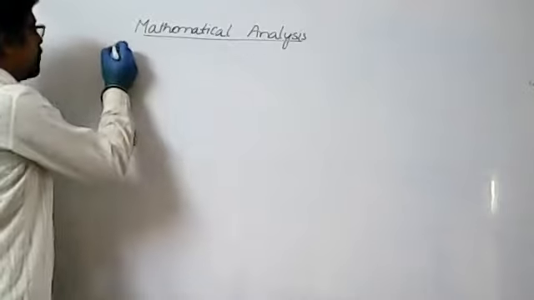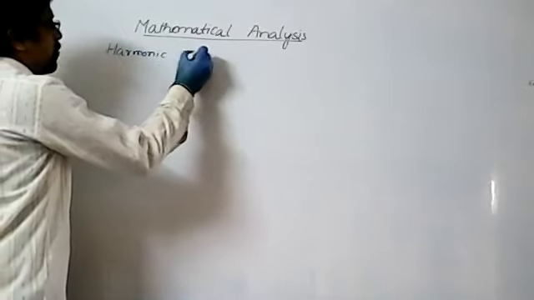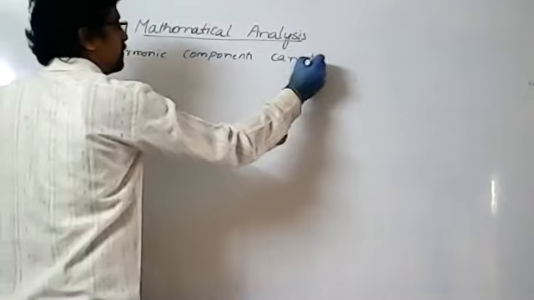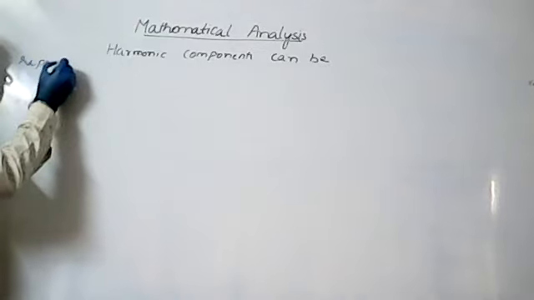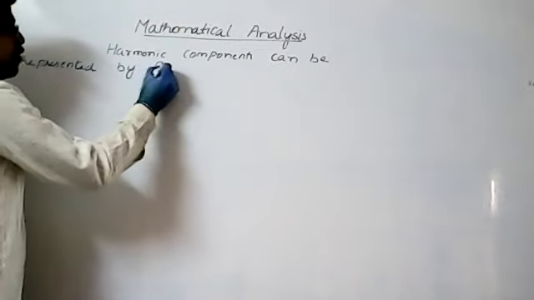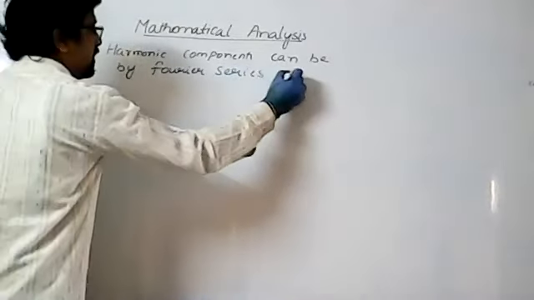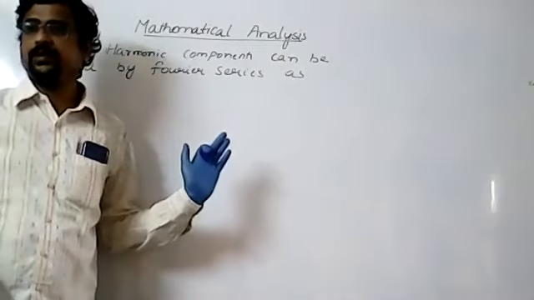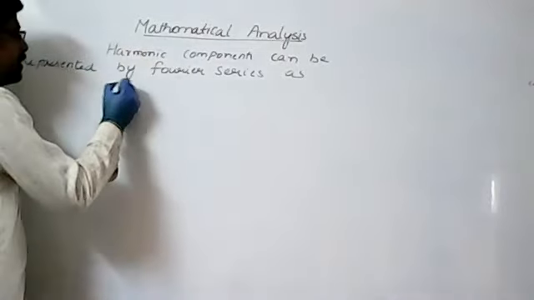So, same thing, the harmonic components or ripples can be represented by Fourier series. In the L section filter, we have written an equation for harmonic components using a Fourier series. Same thing I am writing.